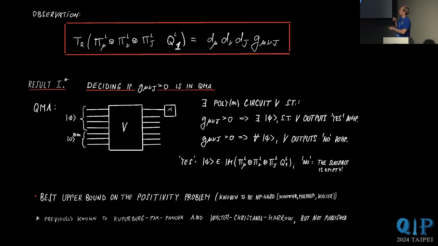And this observation already implies our first result, which is that deciding whether the Kronecker coefficient is non-zero, whether a certain irreducible representation appears in the decomposition of a tensor product of two other irreducible representations of S_n, that was a mouthful, sorry, is actually in QMA, right?